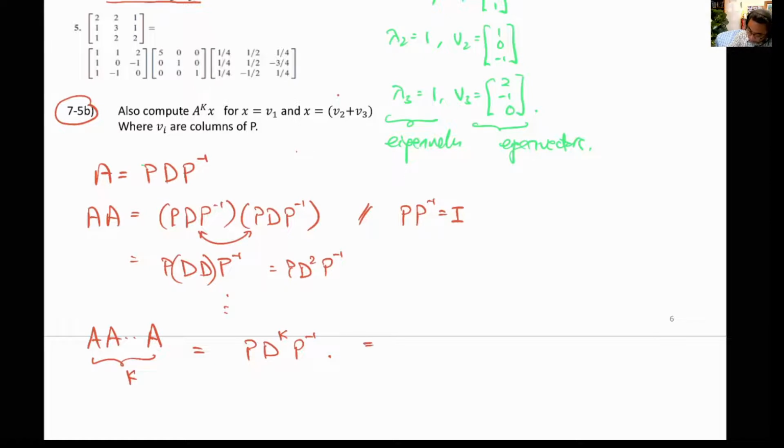This is a very nice form because D is a diagonal matrix. We can write it this way: 5 to the k, 1 to the k, 1 to the k, and P minus 1.